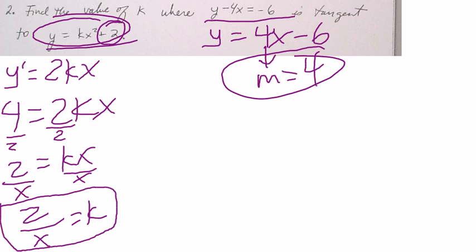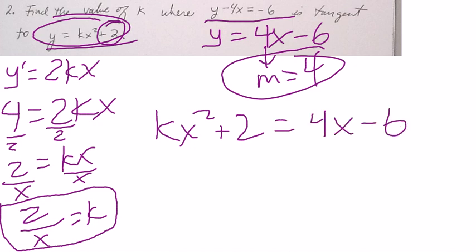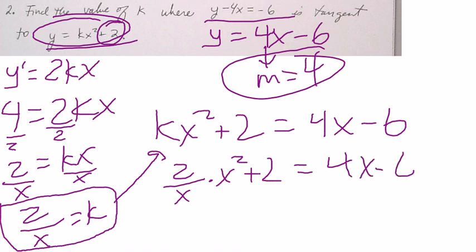So that means the y values will be the same at that x value. So I can set them equal to each other and write kx squared plus 2 equals 4x minus 6 with a little bit of substitution. Now I can throw that k value in there and simplify to get 2 over x times x squared plus 2 equals 4x minus 6.